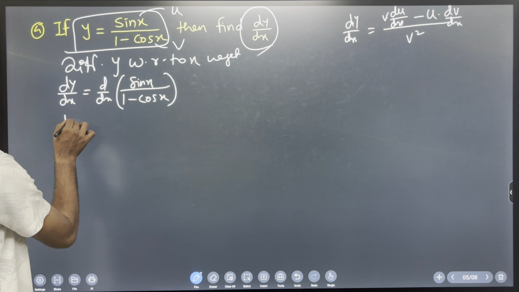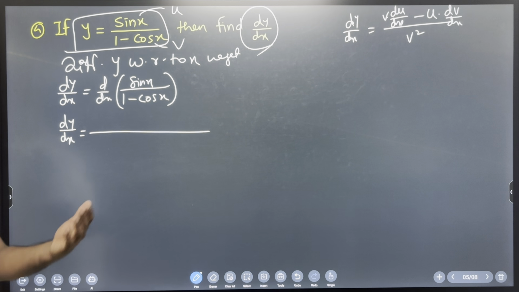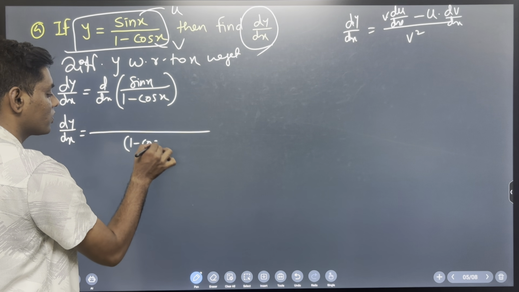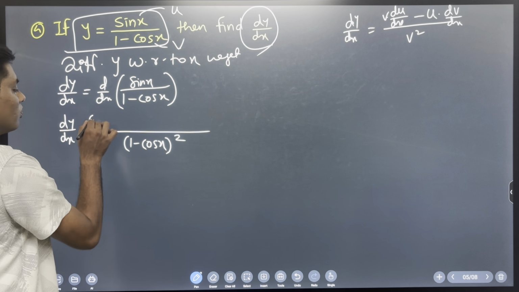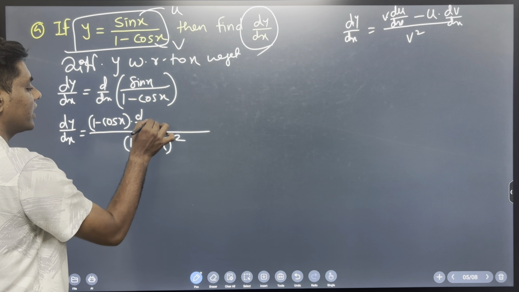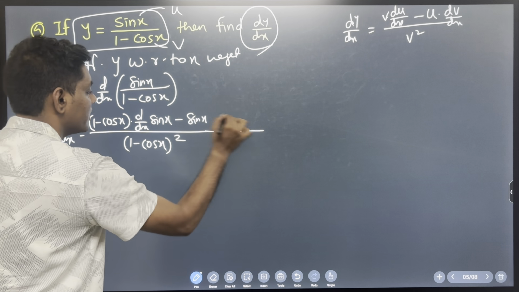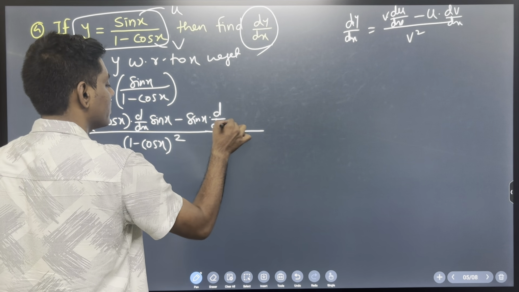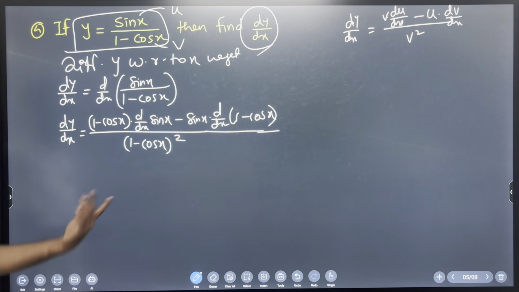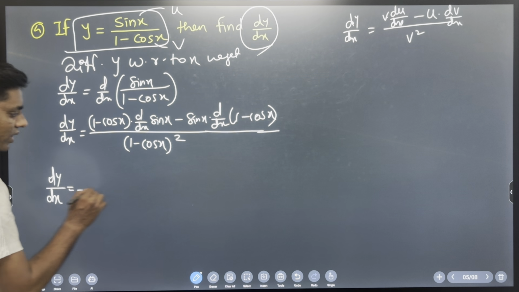So then dy by dx equal to, by using the division property of derivative, now here 1 minus cos x, that is v square, 1 minus cos of x bracket square, 1 minus cos of x as it is, then take the derivative of sin x, that is our u, and then minus sine of x, that is u as it is, into the derivative of v, and what is v? 1 minus cos of x. So very simple question. Just by taking the derivative, remember the important formulas of derivative, then you can solve the question.